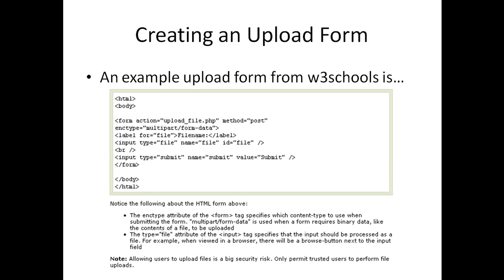Here are the notes that they specify. The encoding type attribute of the form tag specifies which content type to use when submitting the form. Multipart form data is used when a form requires binary data, like the contents of a file. So there's a tip: in your form tag, you should have enctype equal multipart/form-data, so that it's known that the form is potentially going to be submitting some binary data. The type equal file attribute of the input tag specifies that the input should be processed as a file. For example, when viewed in the browser, there will be a browse button next to the input field.